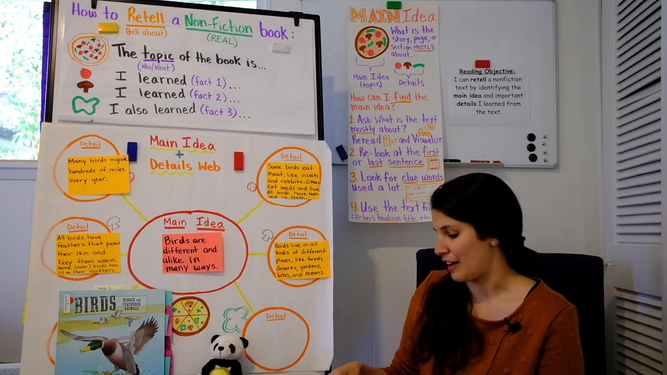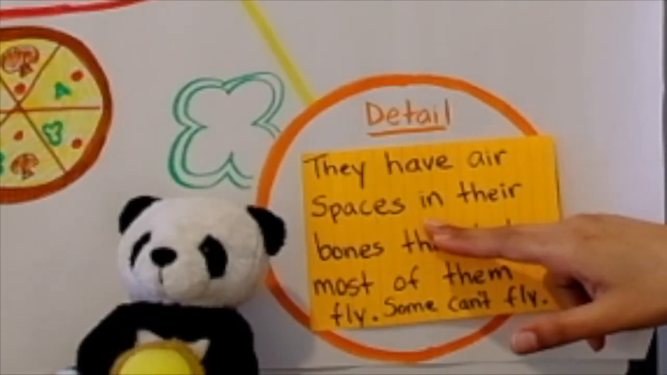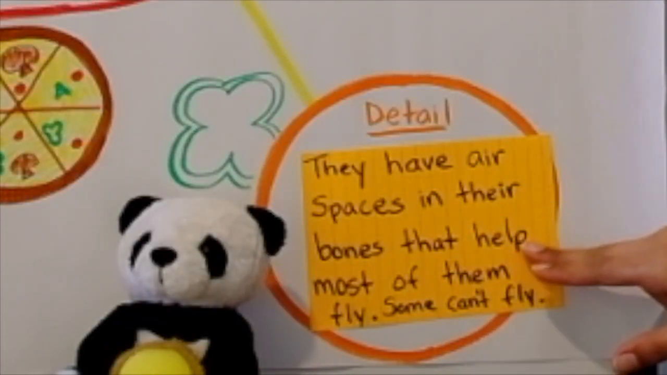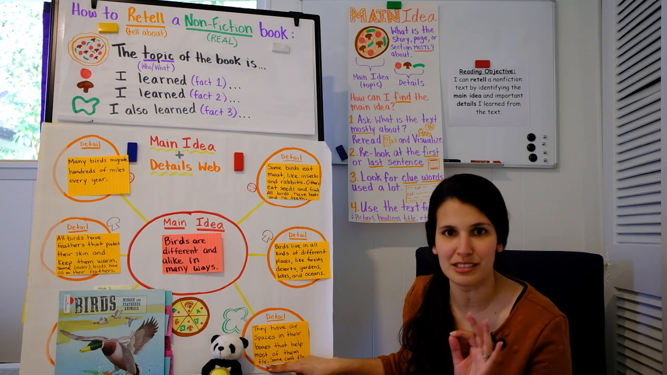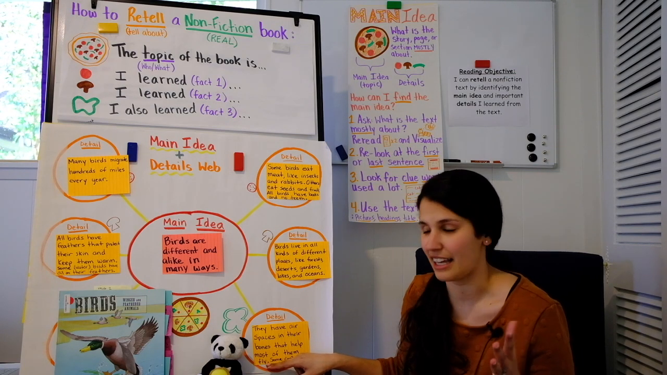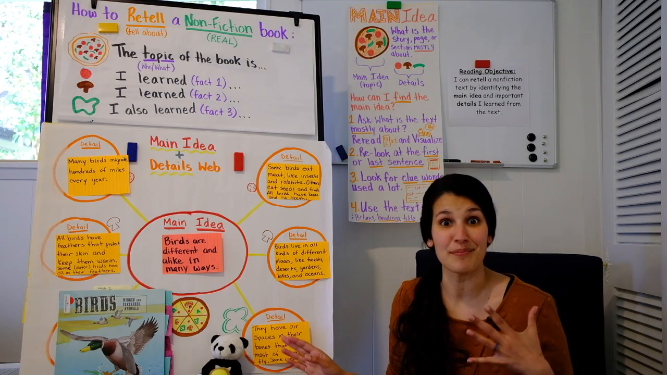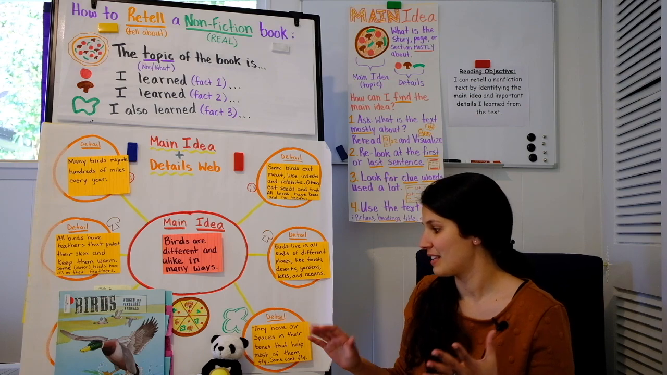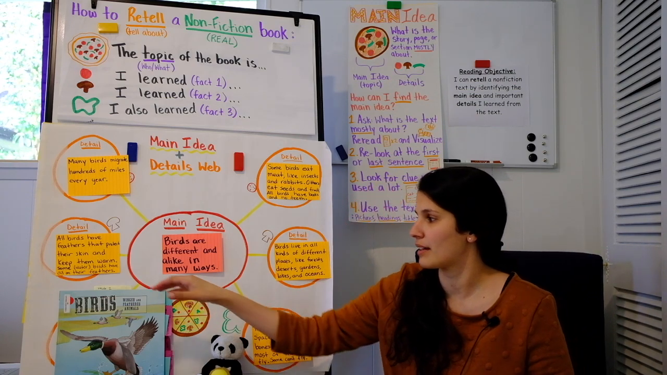Another detail we found was this one. They have air spaces in their bones that help most of them fly. But I remember the book also said penguins and ostriches can't fly, so I also put in "some can't fly." Do you remember that? Awesome. Even though most of them have this in common, it's a little bit different for some of them.